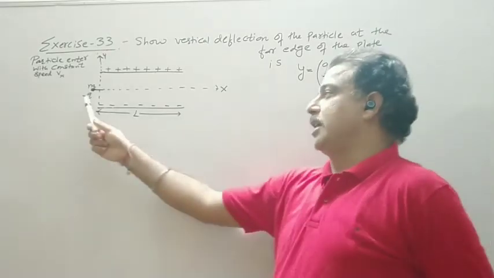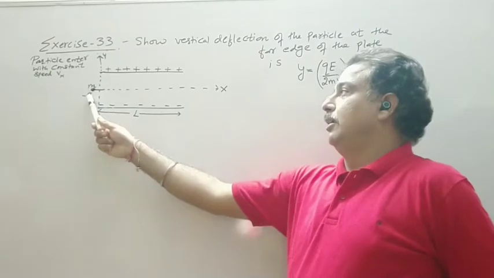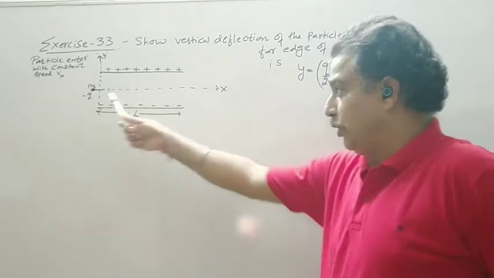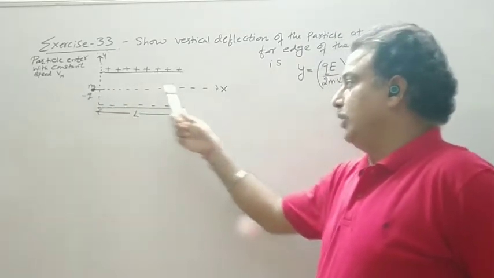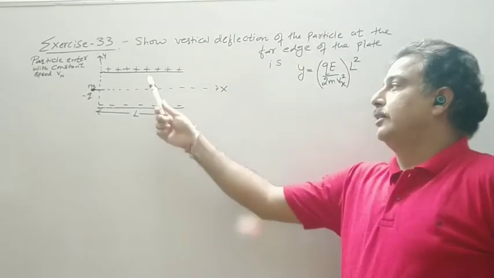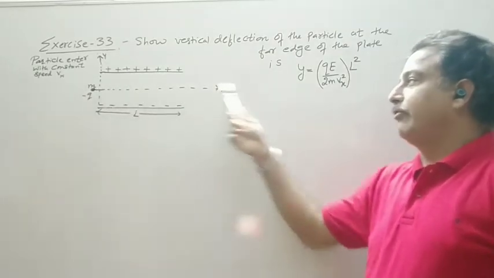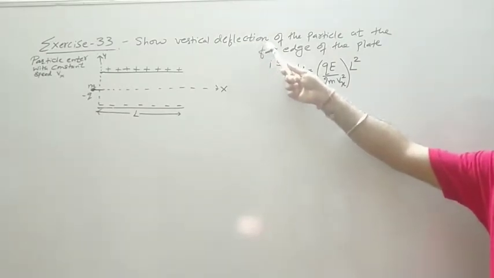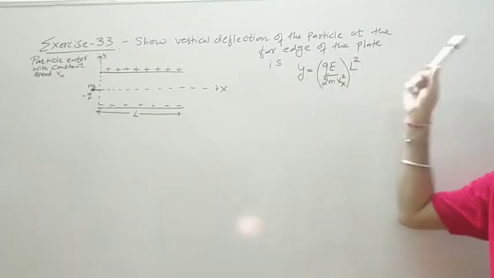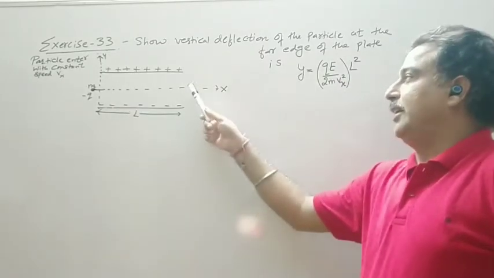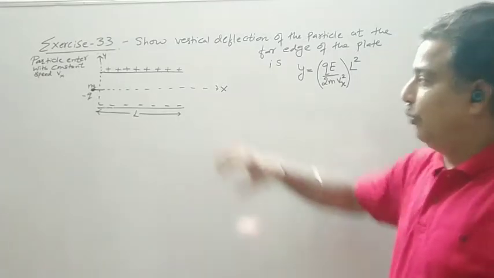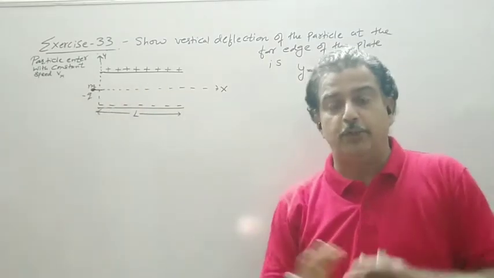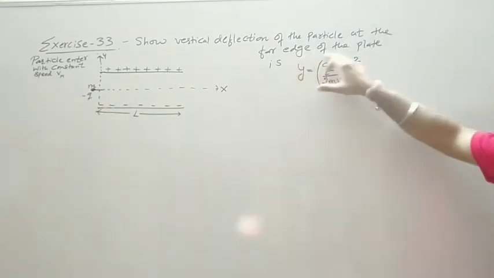Now since the particle is charged, this negatively charged particle will be attracted towards the positive plate, or it will be deflected from its original path. It enters along the x-axis, but due to the Coulombian force, it will be deflected from its original path. We have to find out its vertical deflection at the far edge of the plate. So we assume that it is deflected at the end point. Depending upon the electric field intensity, the particle may strike the plate anywhere in between. But here it is given that it is at the far edge of the plate.